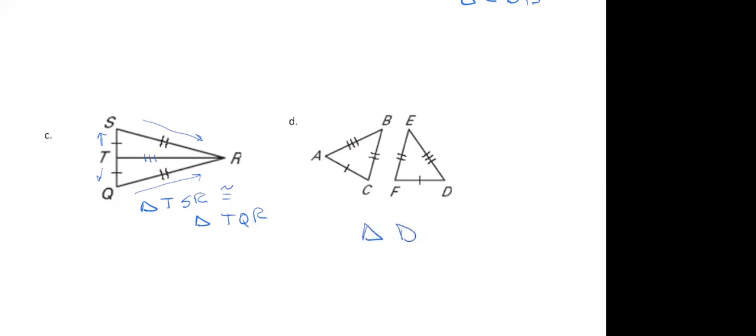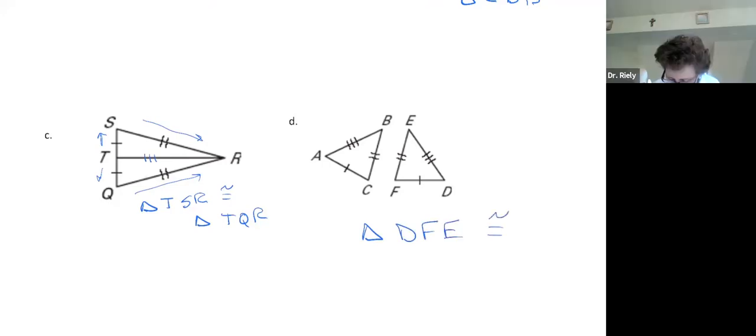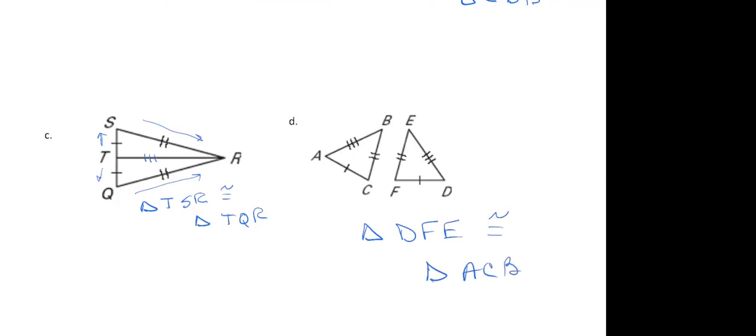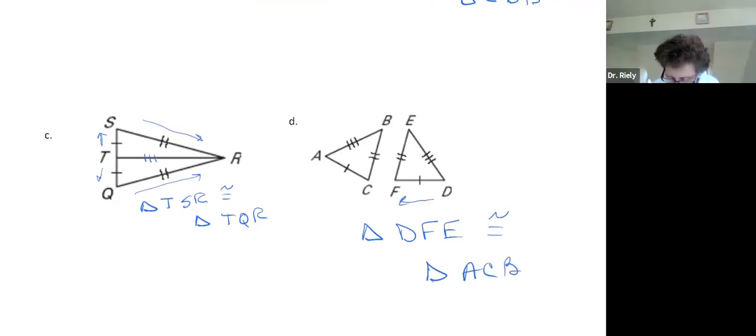So I put triangle DFE is congruent to triangle ACB. Okay, so let's check this out. DFE goes down the 1 and then up the 2. ACB goes down the 1, up the 2. Bingo, got it. Excellent. Okay, so anybody have any questions about this?